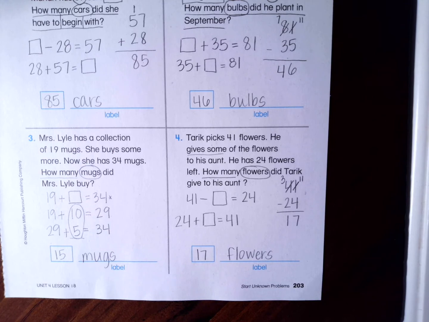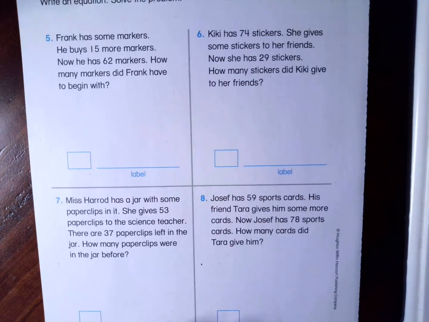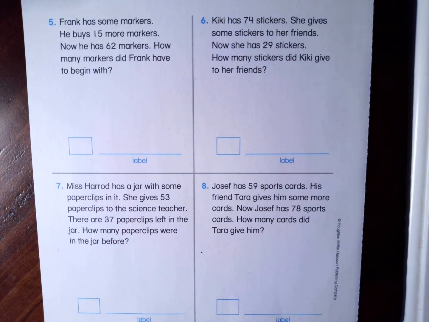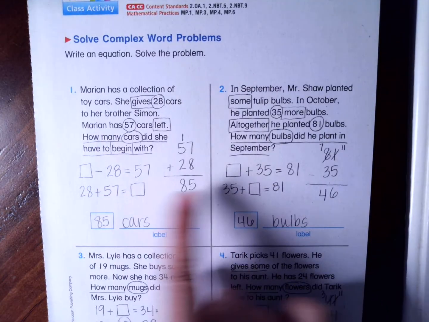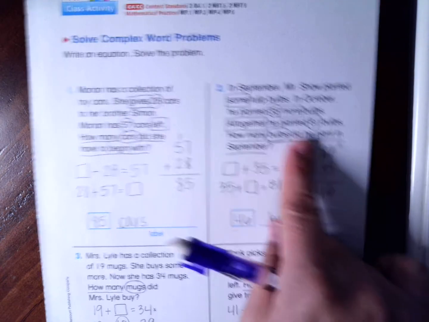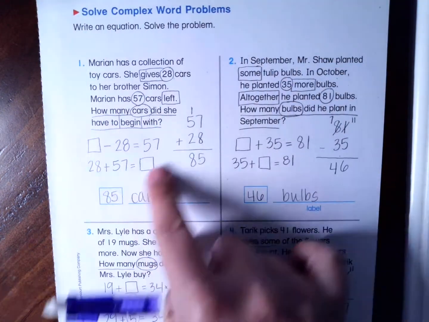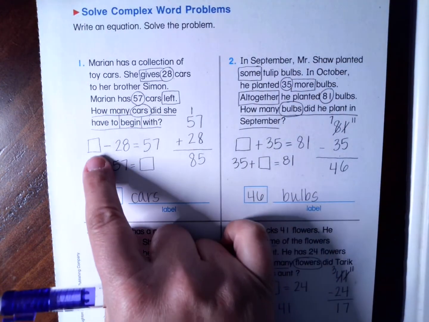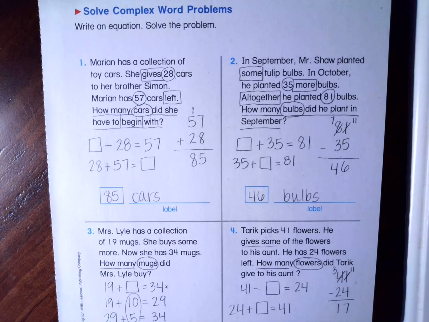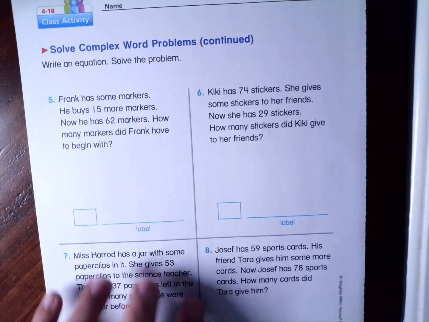All right, now go ahead, turn your paper over. If you would like to solve these problems on your own, go ahead and do so. Remember that when you have unknown starts, you can solve the adding ones, but we never, ever, ever solve the ones that have a subtraction and an unknown start. You got to flip that. All right, if you're staying with me, let's get started.